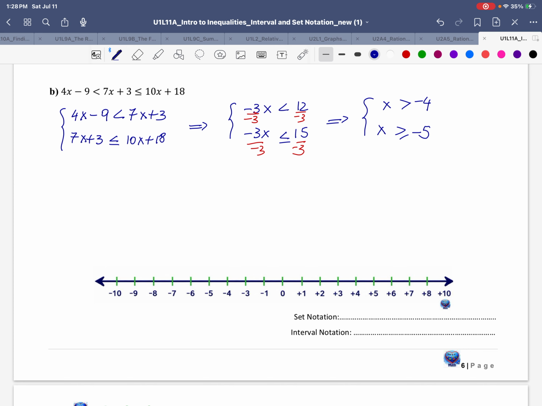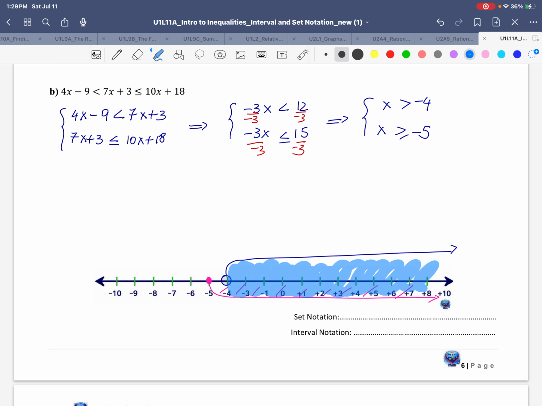So greater than negative 4 means that we're going to go at negative 4 here, empty circle, exaggerate it a little bit. All the numbers greater than -4 are here, and greater than or equal to -5 will be right here. Fill the circle. So where do they overlap? They will overlap right here, starting from -4. We can't include -4 because it's not part of the first inequality. So if it's not part of the first, it cannot be part of the entire inequality.